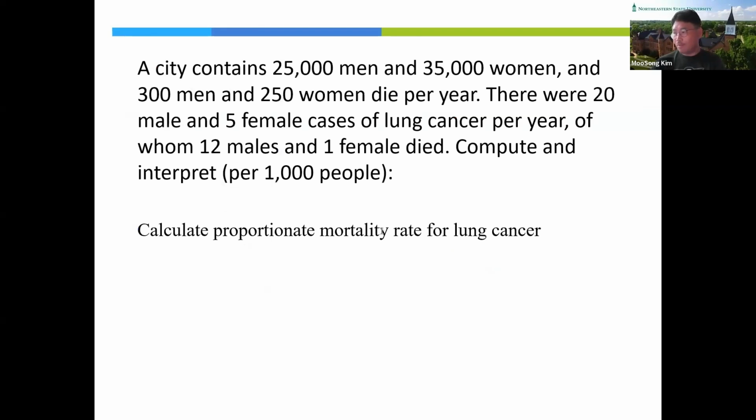So calculate the proportionate mortality rate for lung cancer. So number of deaths from a disease: here, 13 people actually died. And then over the total number of deaths, right? So 13 over 550 times 100. So we use the percentage, 2.36 percent, for the lung cancer proportionate mortality rate. Okay.